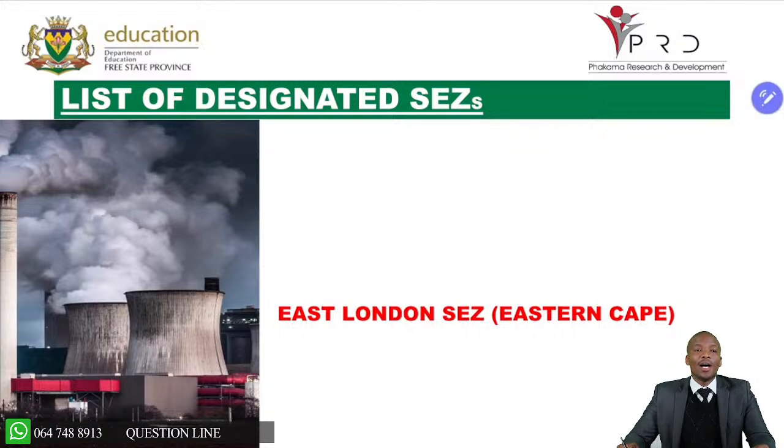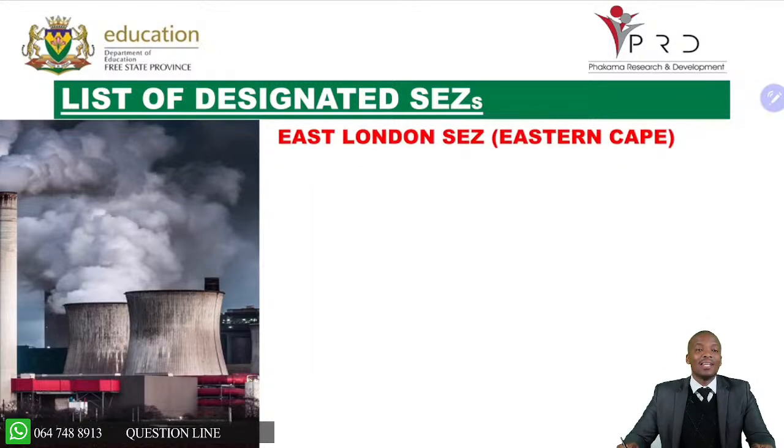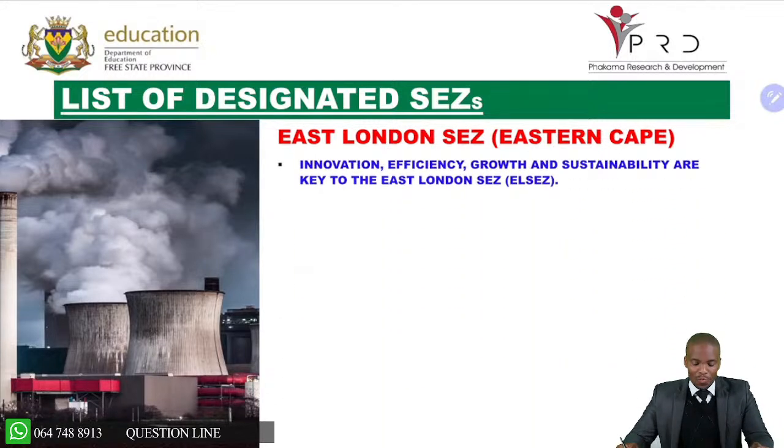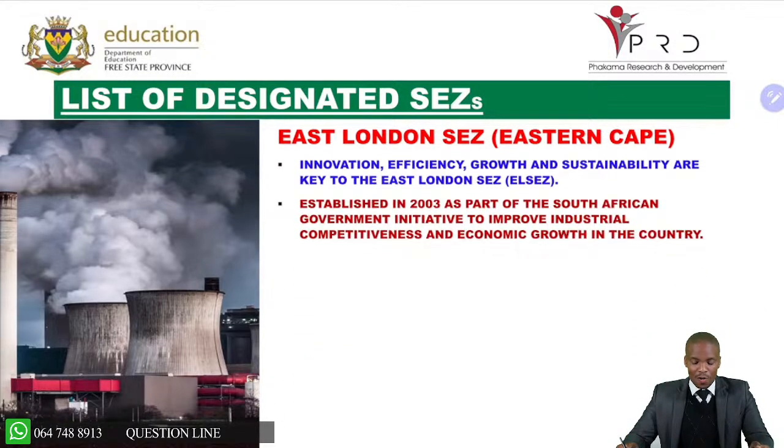Okay. Another one is the East London Special Economic Zone. Which province? The Eastern Cape. So already we have mentioned two economic zones now. The first one that we started with, which is the Coega in Gqeberha. Then also this one that is in the Eastern Cape, but where? In East London. Innovation, efficiency, growth, and sustainability are the key to this special economic zone.